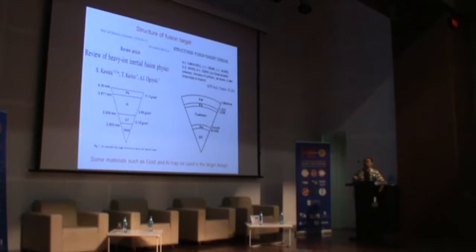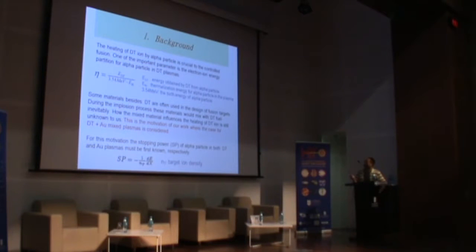This picture comes from a paper written by Professor Kawata. You can see that some materials such as gold and aluminum may be used in the target design. During the implosion process, this material would mix with DT fuel inevitably. How the mixed material influence the heating of DT ion is unknown to us.